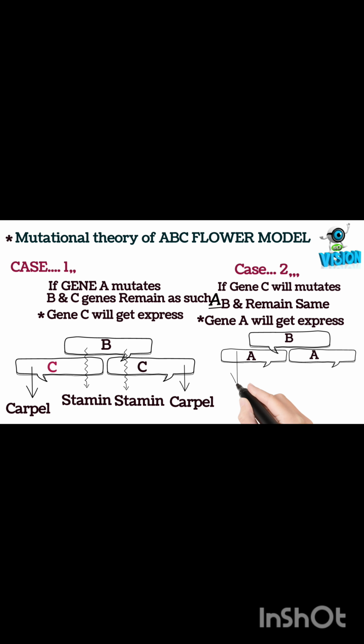Now what will be the formation of whorls? It will form sepals. Again, these two will interact. It will form what we call petals. B and A interact and will form petal again. And again, A will individually form what we call sepal. Now this will be the mutational flower if gene C gets completely mutated.